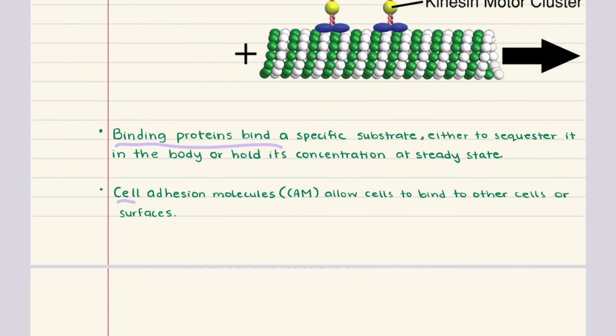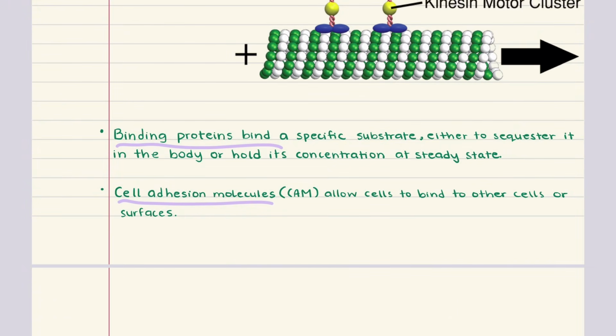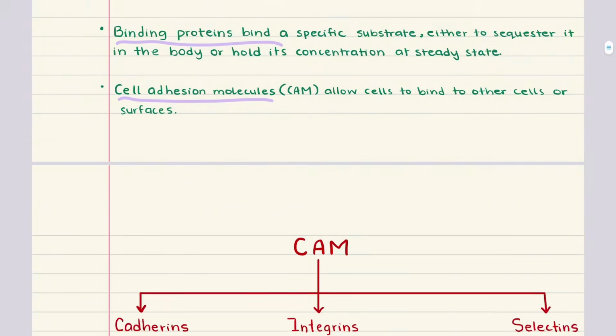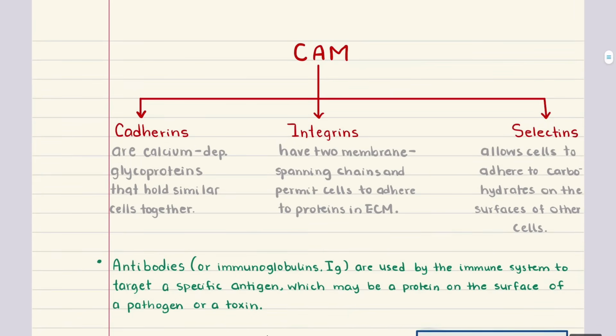Next are cell adhesion molecules, or CAMs. These proteins allow cells to stick to each other or to the surfaces in their environment. They're very important for tissue formation and immune responses. Now, there are three major types of cell adhesion molecules. The first type is cadherins. These are proteins that help cells stick to other similar cells, and they need calcium to function properly, which is why they're called calcium dependent.